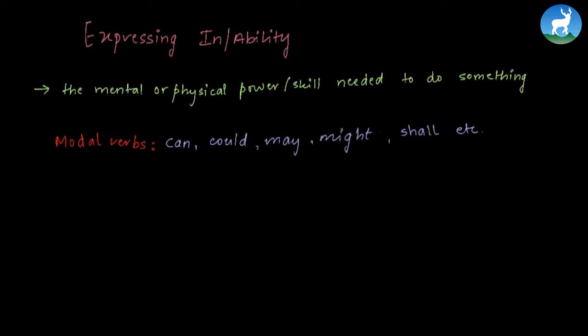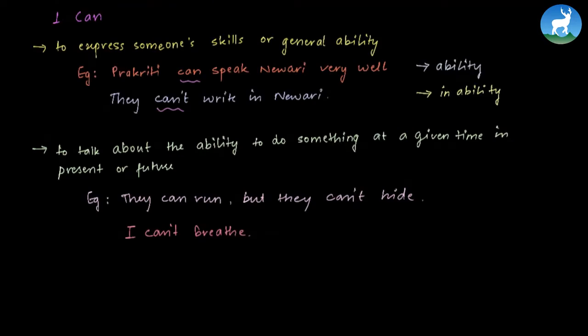Let's walk through it once again. The mental or physical power or skill to do something is known as ability. So some of the modal verbs like can, could, was are used to express ability. So the first expression is done through can, where can is generally used to express someone's skill or general ability. Example, Prakriti can speak Newari very well. So it's her general ability, or her general skills, to speak in Newari, to actually talk in Newari very well. So this is an ability.